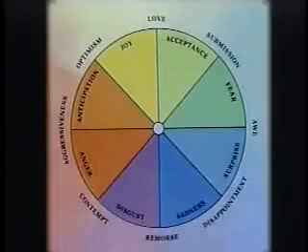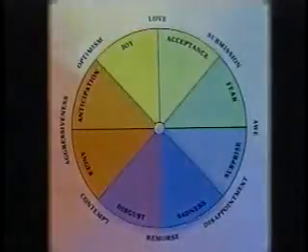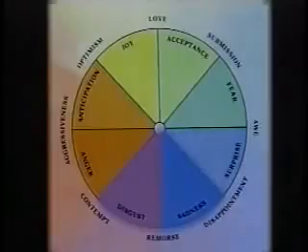For example, love is a combination of joy and acceptance, while remorse is a blend of disgust and sadness. Our emotions also seem to be universal.